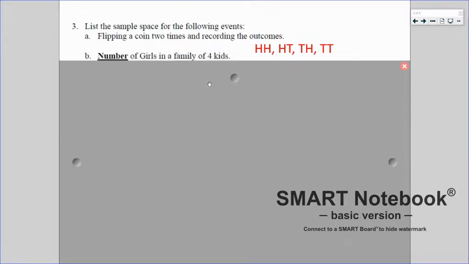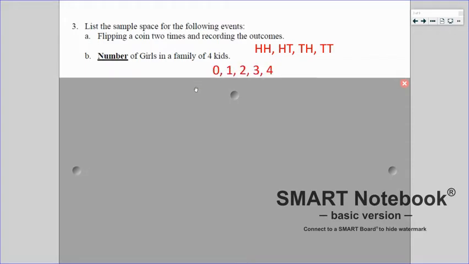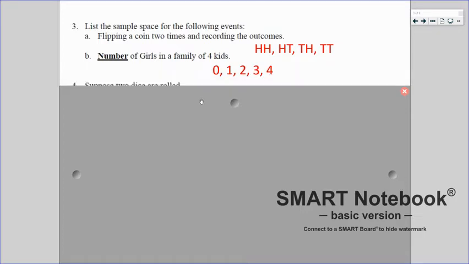3B, the number of girls in a family of 4 kids. So when our sample space is the number of, we should be giving numbers as our list. I don't want you to list the G, G, B, and all of those different things. It just says sample space is the number of girls. So the number of girls could be 0, 1, 2, 3, or 4. And I think we're just talking about the kids here, so I did not include the parents in that one.